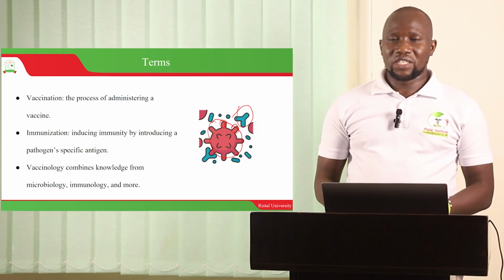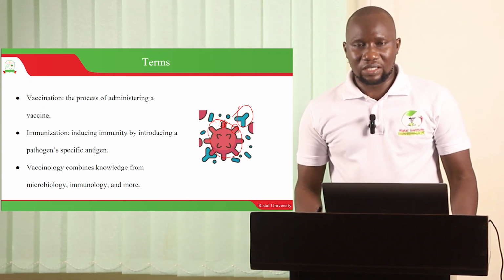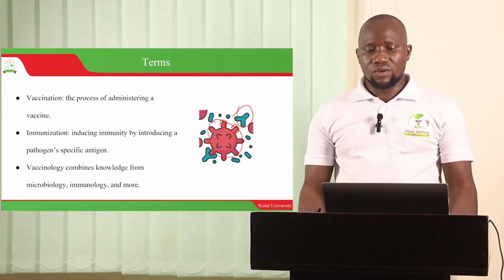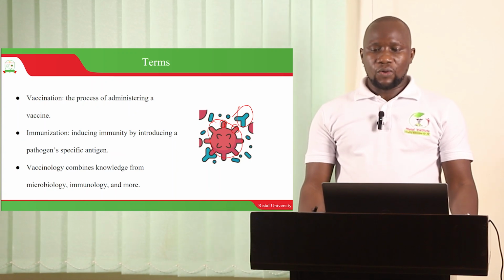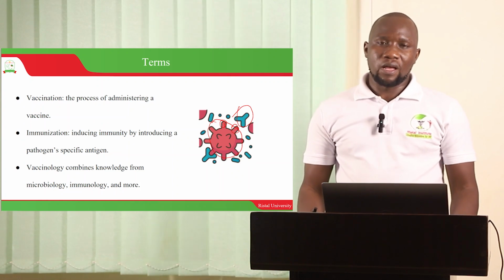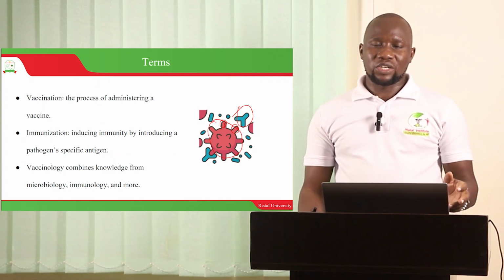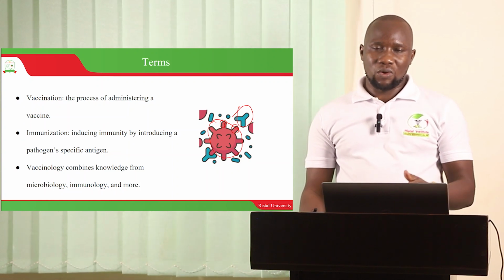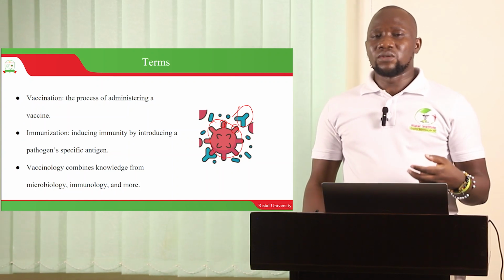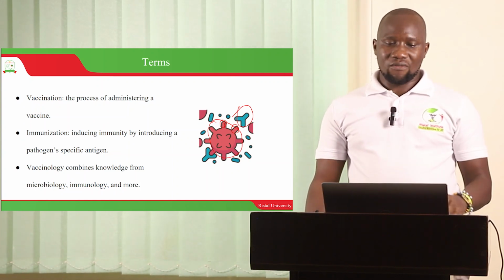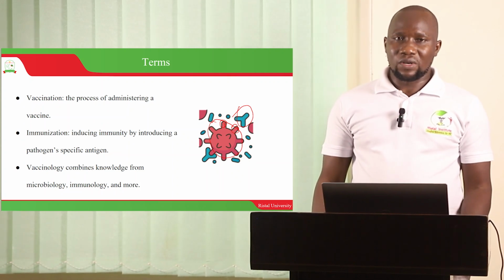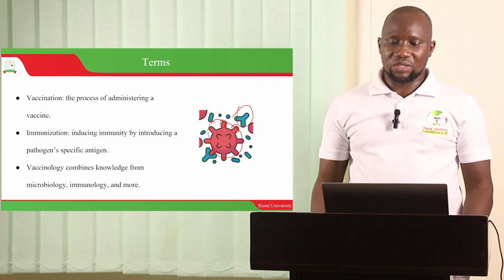So we talk about responses. These responses by the immune system can be categorized into two: primary and secondary immune response. If you receive a vaccine, you will have a slow production of antibodies, and this is what we call the primary response. But if you receive another dose of the same vaccine, you're going to have a faster production of more antibodies, and that's what we call secondary response.